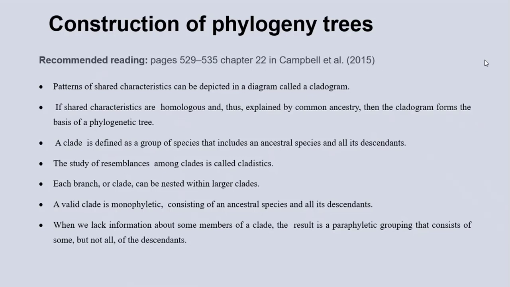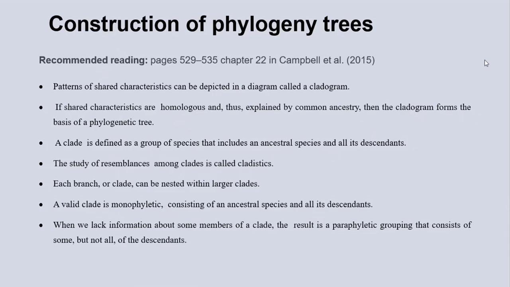If the shared characteristics are homologous and are explained by common ancestry, then the cladogram forms the basis of a phylogenetic tree. In order for the cladogram to form the basis of a phylogenetic tree, the shared characteristics have to be homologous and explained by the formation of common ancestors.